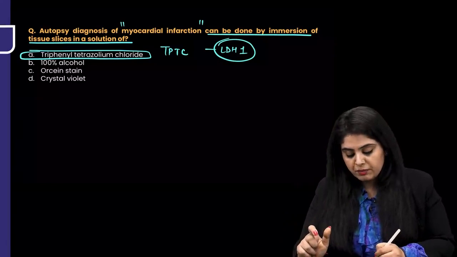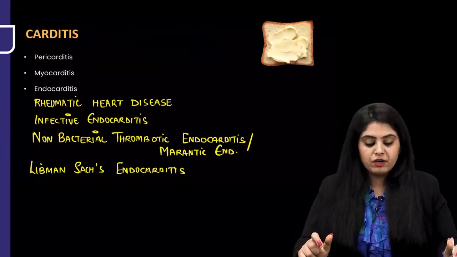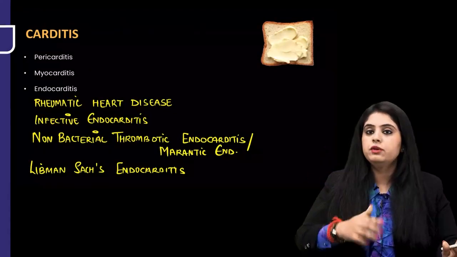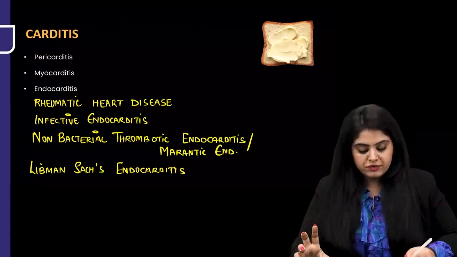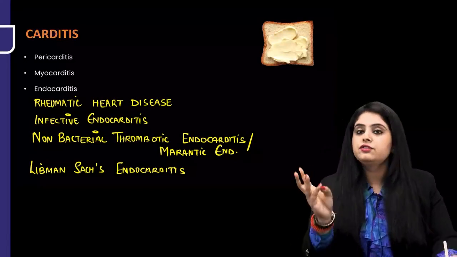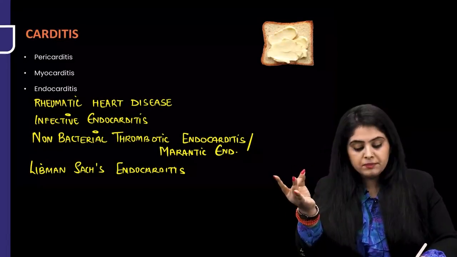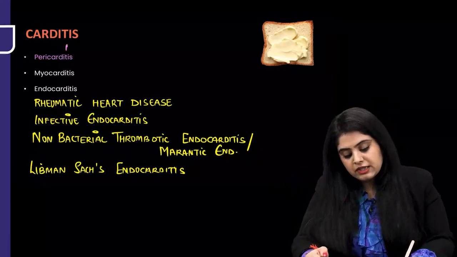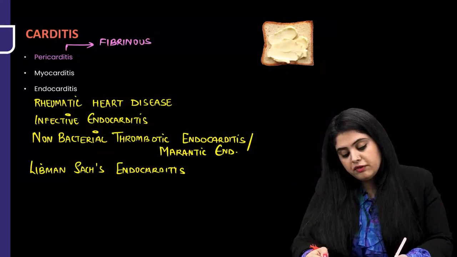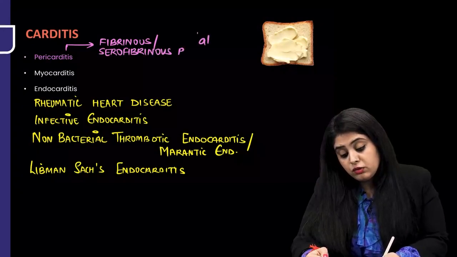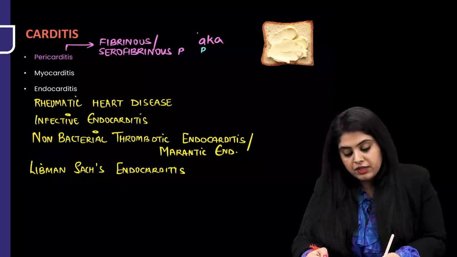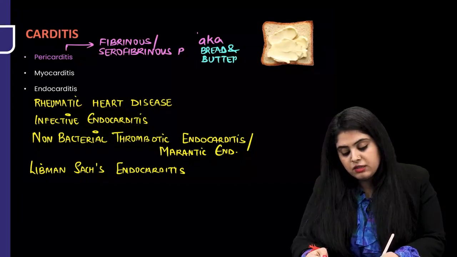Now let's move on to the next topic, and that is going to be carditis. Now when I say carditis, I've got you a list, 1, 2, 3, 4. This has to be read. Quickly, let's start off. Okay? When I say carditis, I have 3 layers of the heart: pericardium, myocardium, endocardium. So for pericarditis, the only question that I'm expecting is, where do you see fibrinous or serofibrinous pericarditis? Either of the two words will be written. Fibrinous or serofibrinous pericarditis, which is also known as, why have I got that bread and butter over here, the famous hostel food, which is also known as bread and butter pericarditis, is seen in which disease?